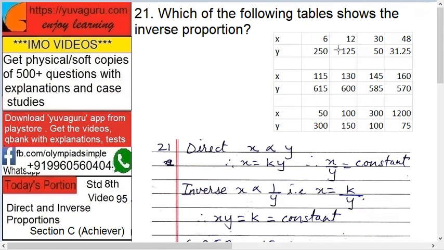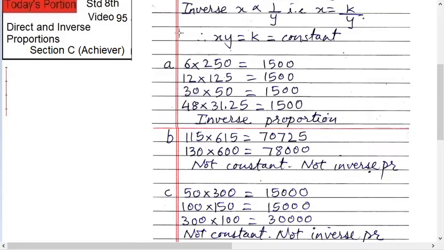250 into 6, 125 into 12, 50 into 30. Let's see this. I found out the values. 250 into 6, 125 into 12, 30 into 50 and 48 into 31.25. All are 1500. So this is inverse proportion.